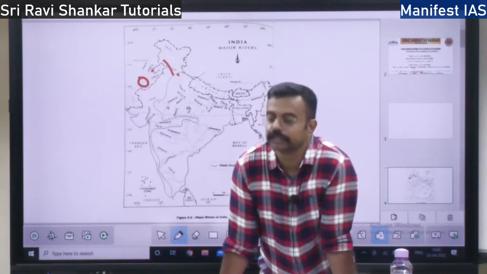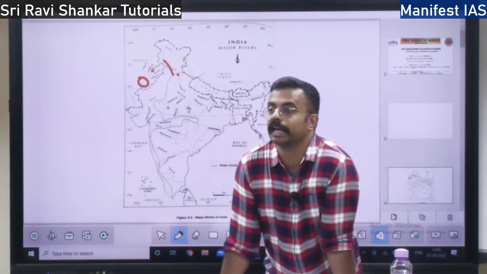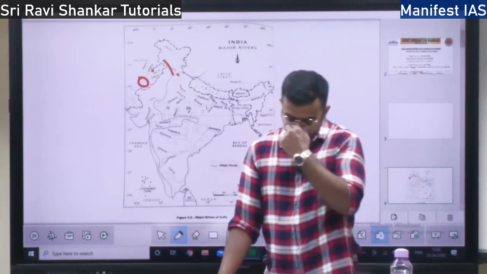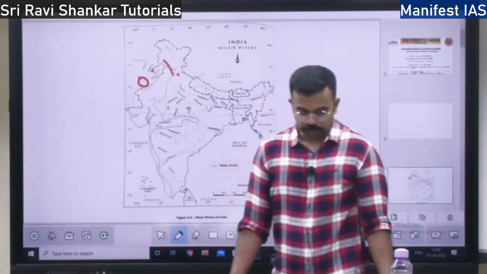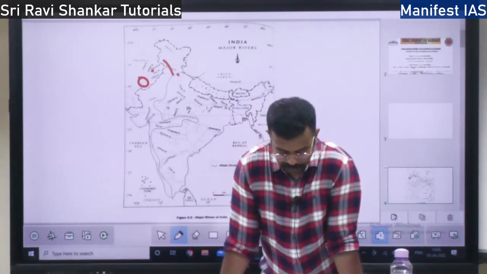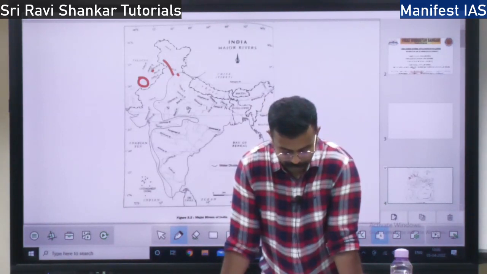So where does the Beas River meet the Sutlej River? It meets at Harike Barrage in Punjab, right? Where is this dam? The Bakra Nangal project, right? So there at the Harike Barrage, the Beas River meets the Sutlej River, right?